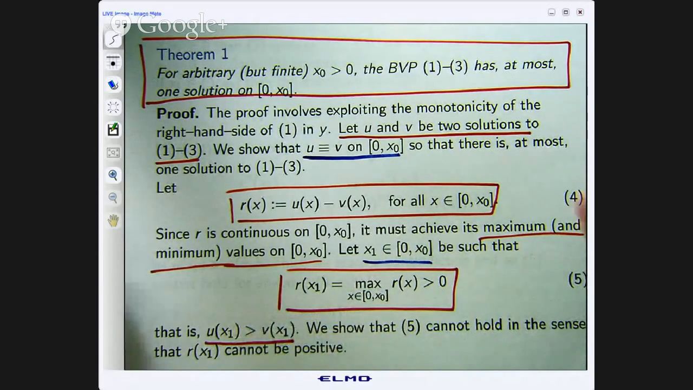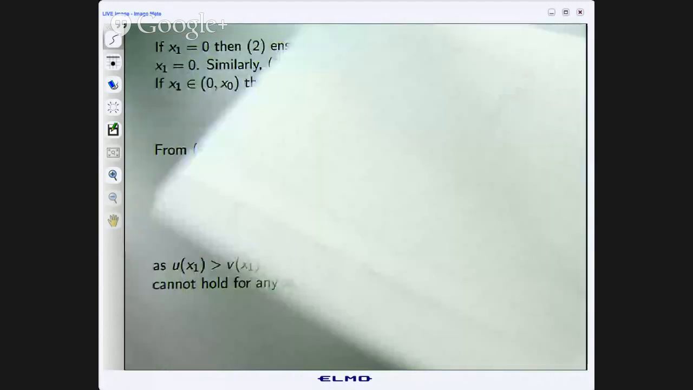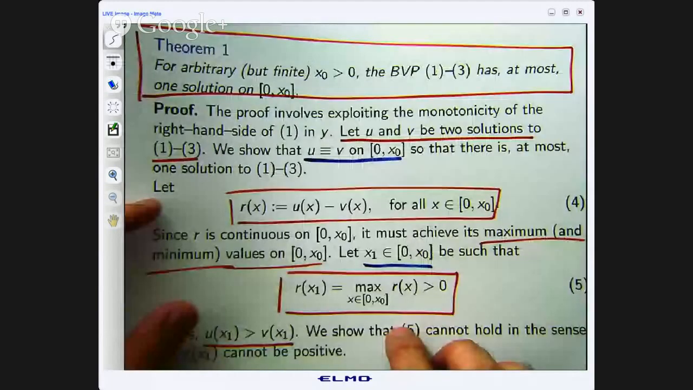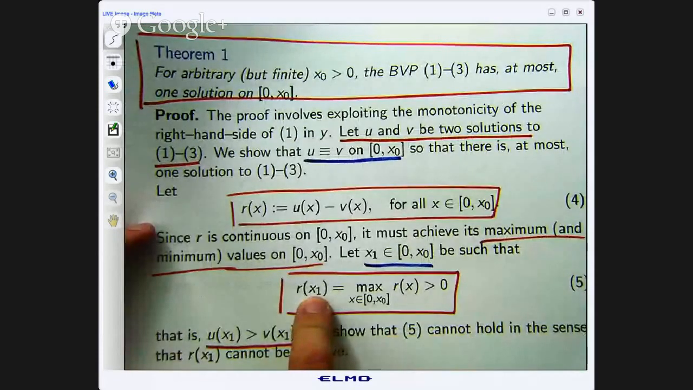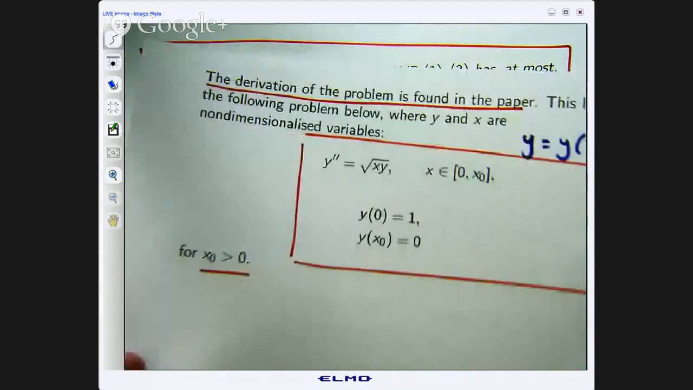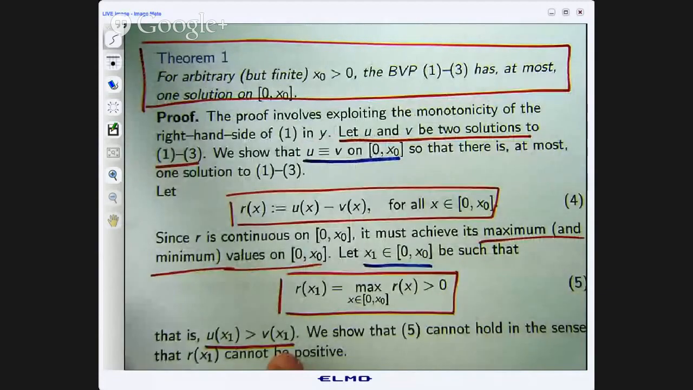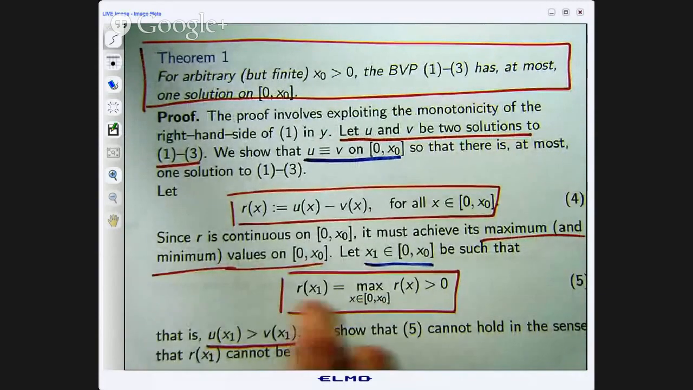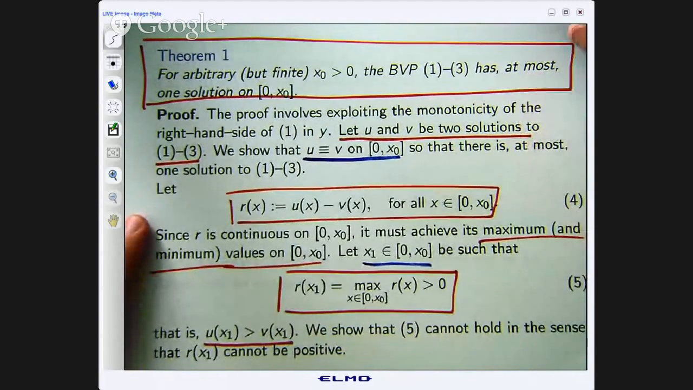We're going to reach some contradiction to this somehow. So how do we do that? Well, we'll show that this can't hold. We'll show that this x1 cannot be at the endpoints of the interval, so it can't be 0 or x1. And we'll also show that x1 can't actually be in the interior of this interval. So we're going to rule all the points out.